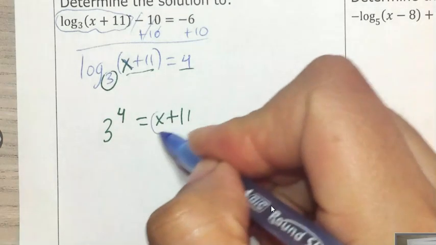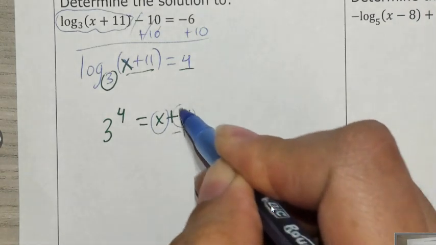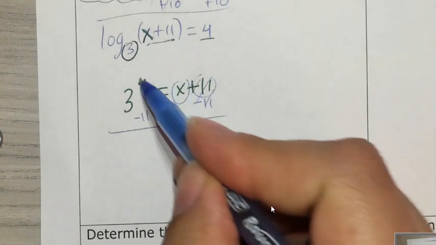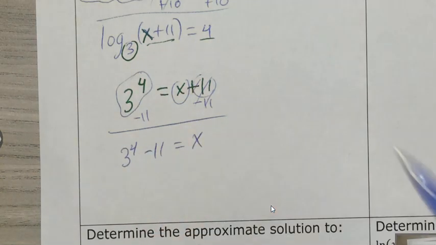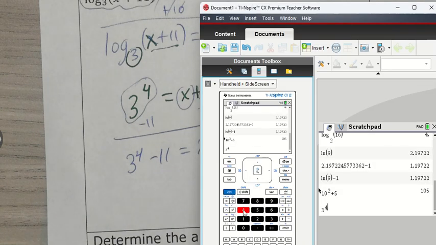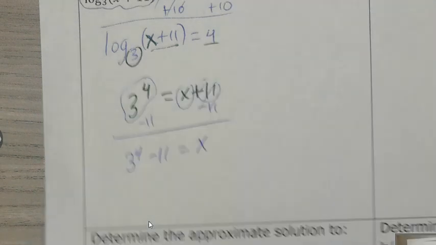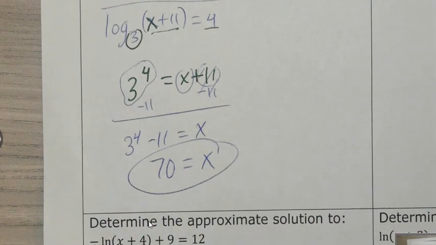So we're going to solve for x. That means we're going to get rid of positive 11. So negative 11 will cancel that. So we're going to write minus 11 on this side. And this is together. So we're going to have 3 to the 4th power minus 11 equals x. And then you just type that in your calculator. So 3 to the 4th power minus 11, it's a 70. So we're going to have 70 equals x. All right. One more problem here.